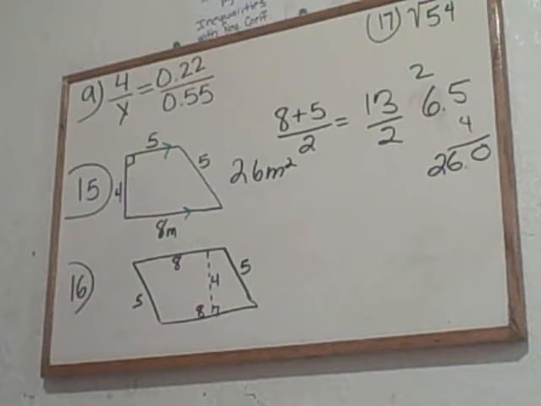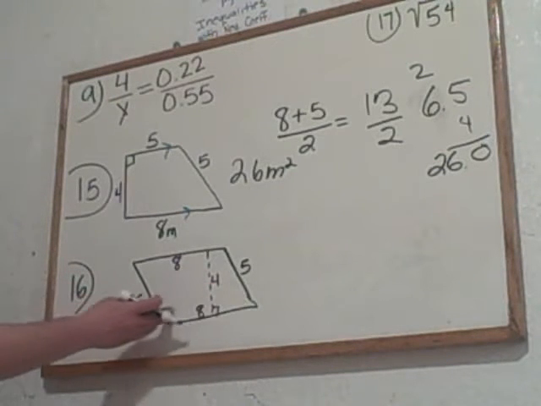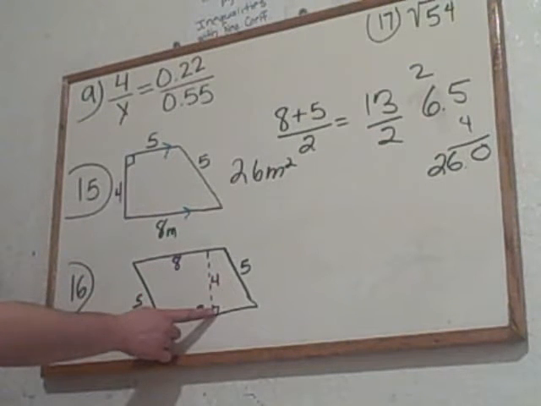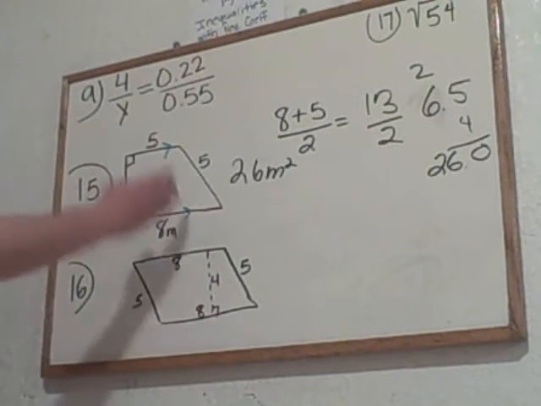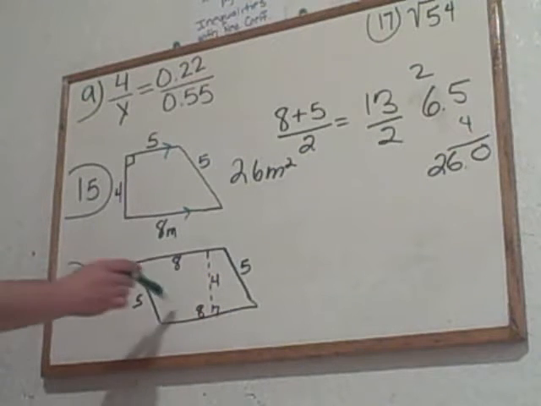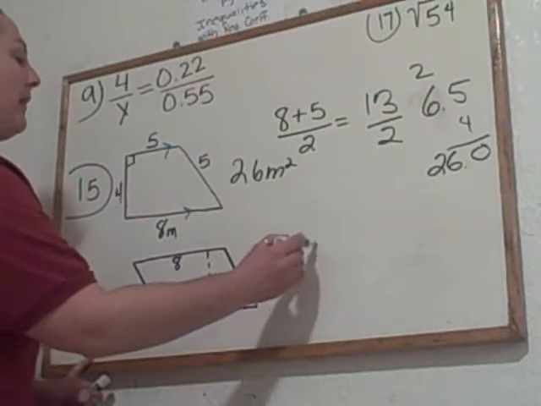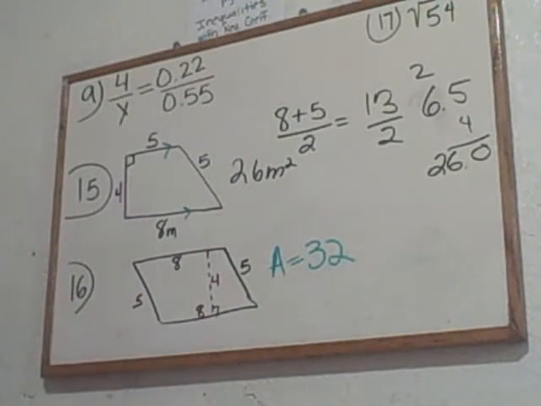Looking at 16, 16 is a parallelogram. I find the area of the parallelogram by multiplying base times height. Remembering that the base is always perpendicular to the height. 5 is not the height of the parallelogram. 4 is the height of the parallelogram because that is what is perpendicular to the base. Multiplying 8 times 4, I get 32. The area of the parallelogram is 32 meters squared.